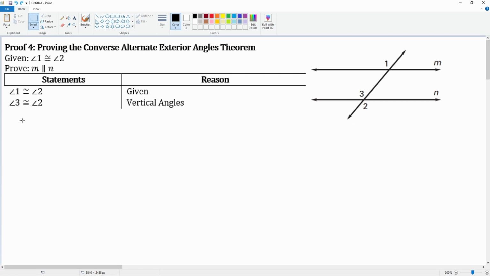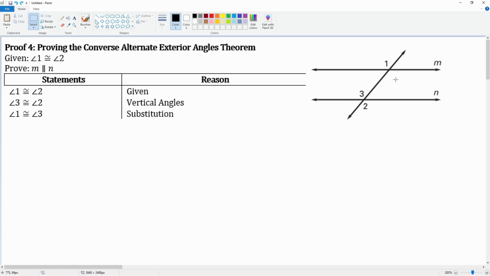Notice, vertical angles does not depend on any parallel lines. Okay, now I see that there's angle 2 in the first line and angle 2 in the second line. So I can use a substitution, or I can use transitive, up to you. Okay, now I get angle 1 is congruent to angle 3.